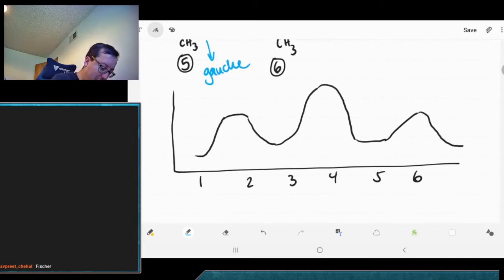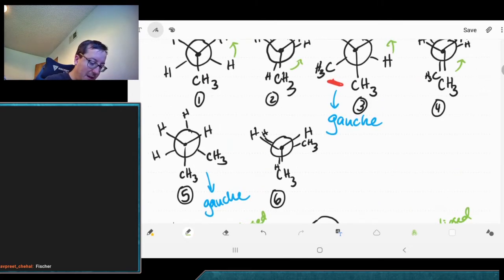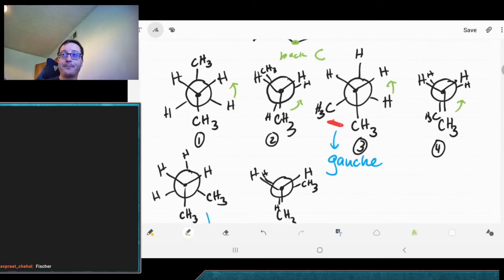And that would correspond with these, they're higher energy than number 1 was. So they're still staggered, but they're not quite that good. These would be our gauche ones. We're going to see that 2 and 6 are going to be eclipsed. Just like before, 2 and 6 have eclipsing happening. But number 4 had the worst one.